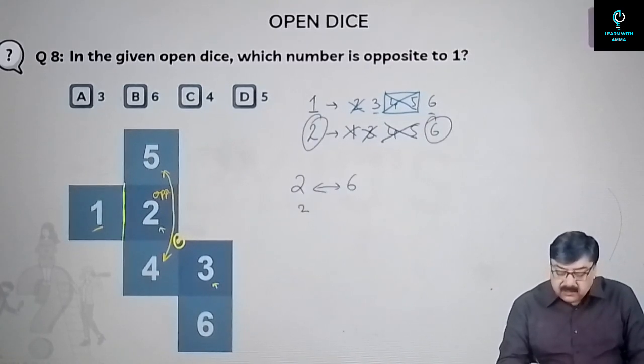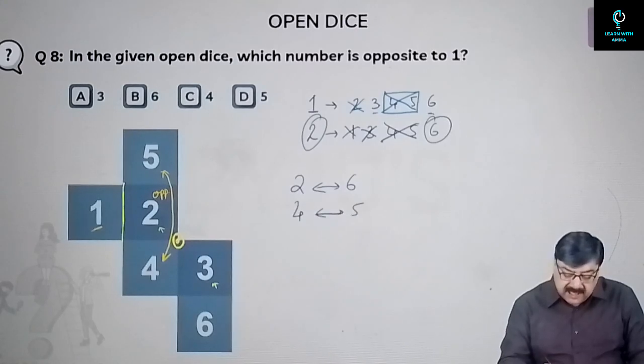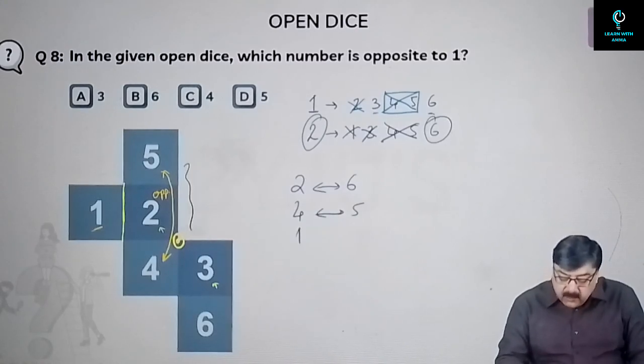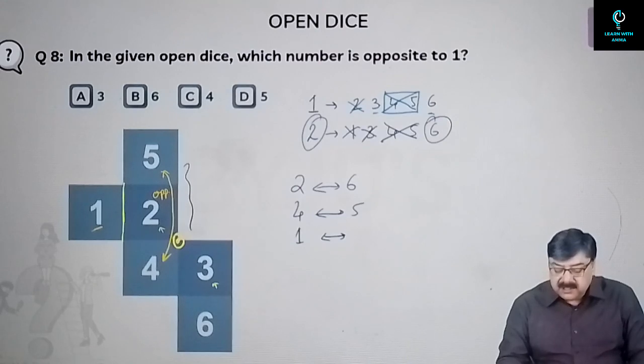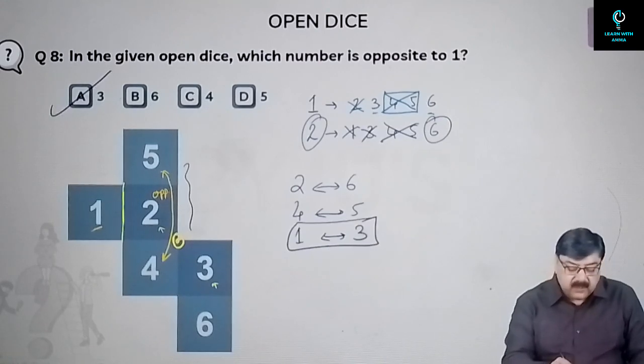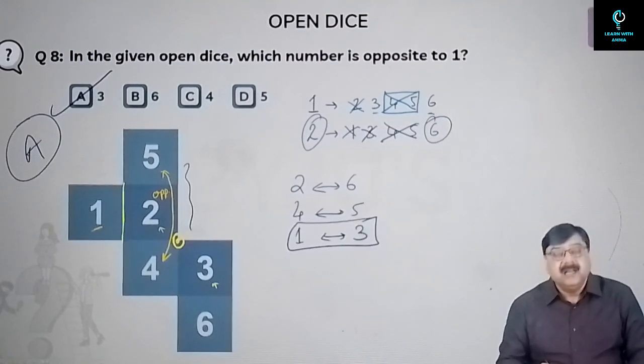We already know that 4 is opposite 5, as is visible here. So hence the remaining 1 must be opposite 3, which is given to us in choice A. Now this is one of the ways in which you can find out the answer.